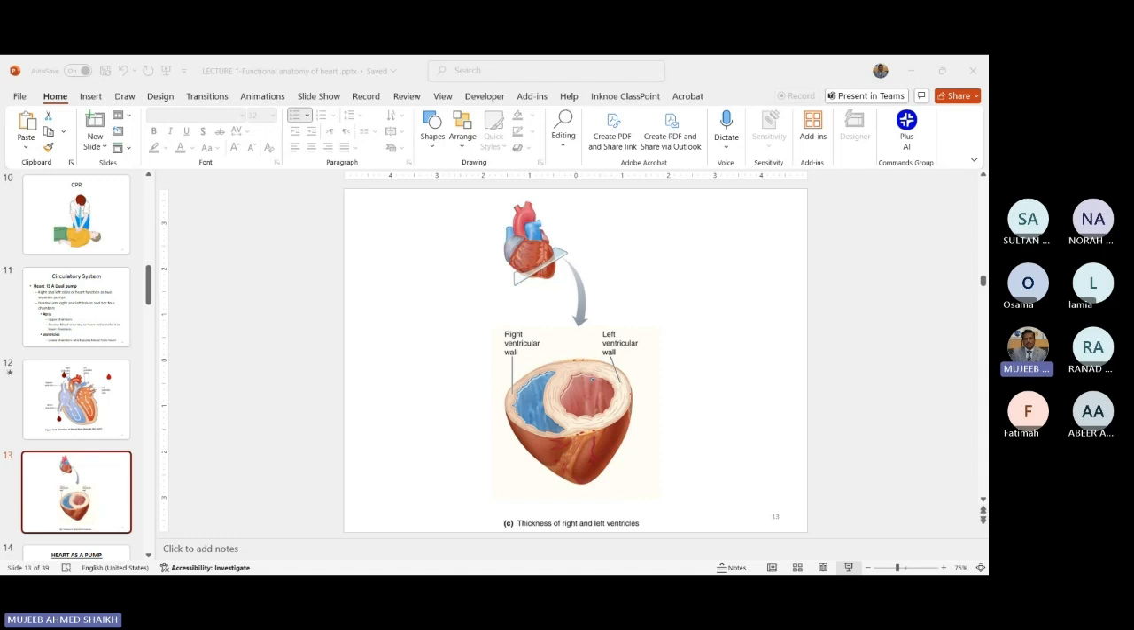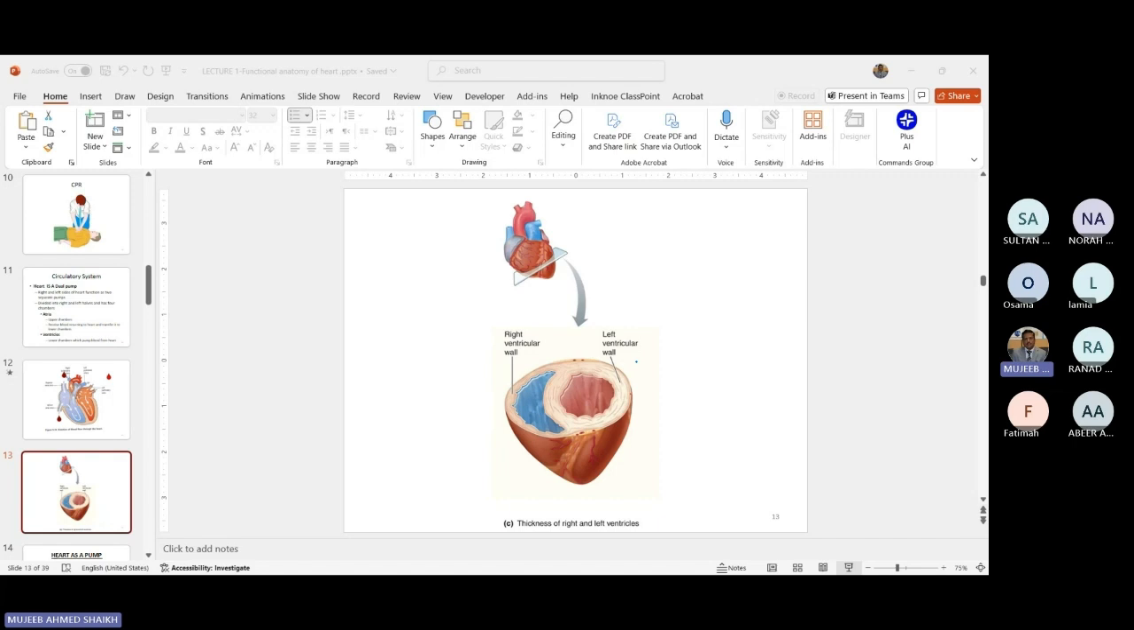So the thickness of the left ventricular wall is more as compared to the right ventricular wall, because the right ventricle is pumping the blood to the pulmonary circulation, where the pressure is not as high as in the systemic side. That's why they will not build up the muscle here. Whereas the left ventricular wall becomes thick because it is pumping the blood against very high pressure and high resistance. Got it? So this is the proof that the left ventricle is pumping blood against a high pressure, high resistance area.